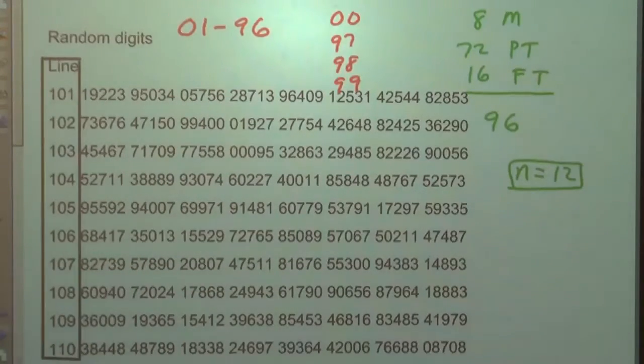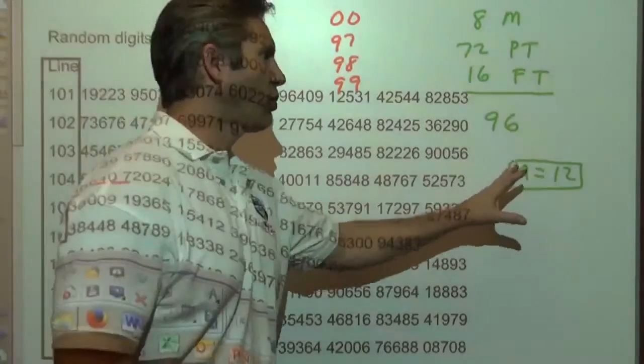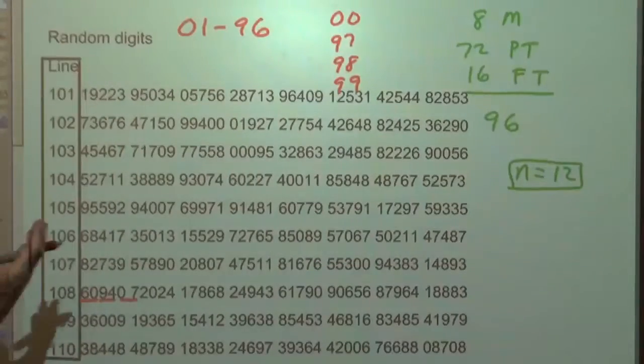Now let's say we're going to line 108. So we go to line 108. The first 2-digit number that's in our range is 60, then 94, then 07. We keep doing that until we get 12 employees, 12 different numbers that are in this range. This would be an SRS.